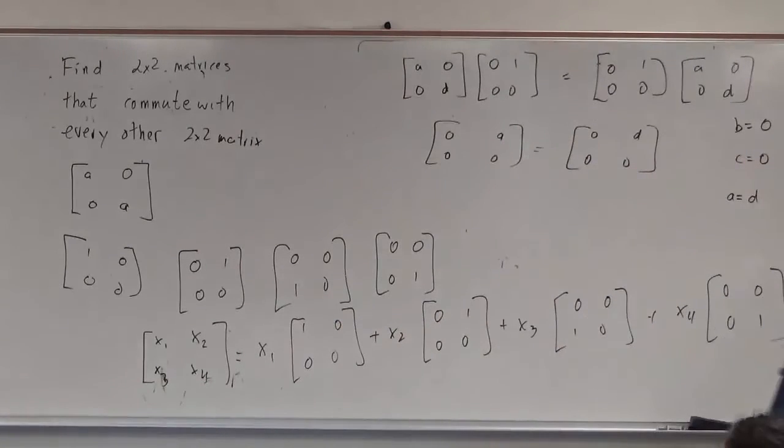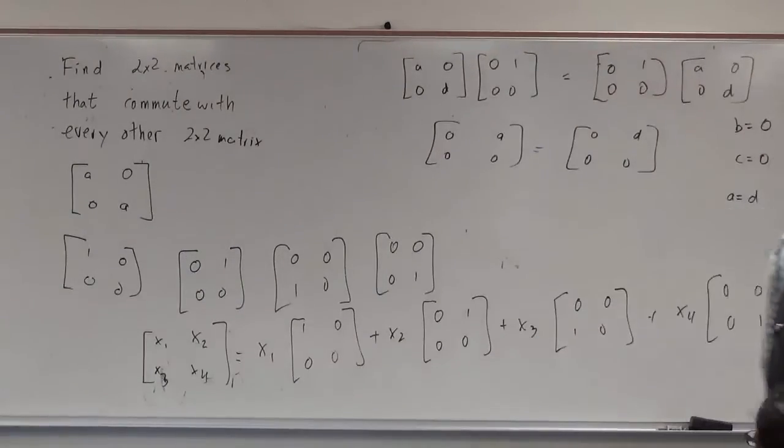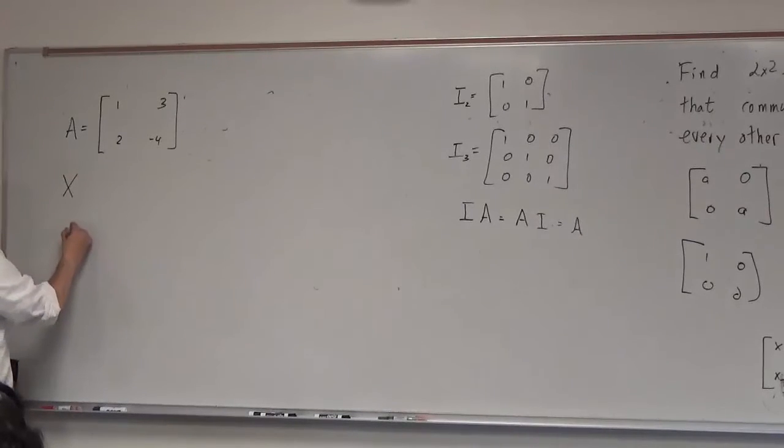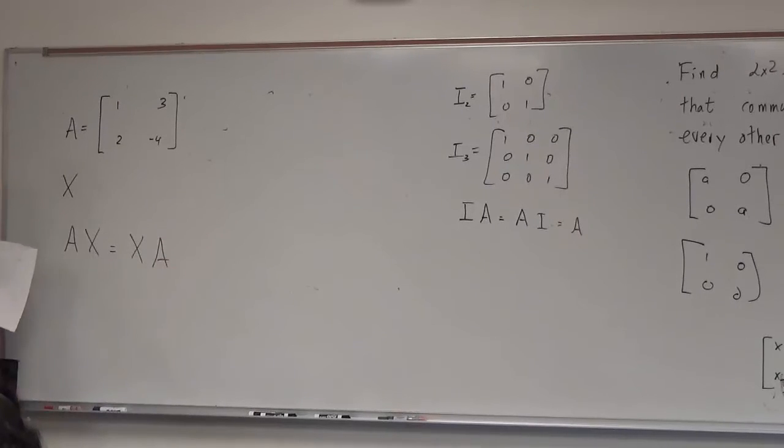Okay. But we also have matrices that might not commute with everything, but they might commute with some matrices. So here's an example of a square matrix. Let's call that A. And it doesn't commute with everything, but it does commute with some matrices. So how would we find all the matrices, let's call them X, such that A commutes with all these X's? So AX equals XA.